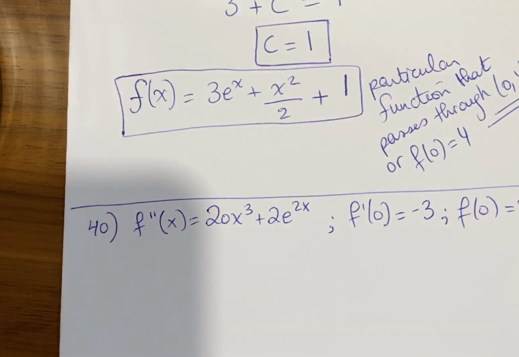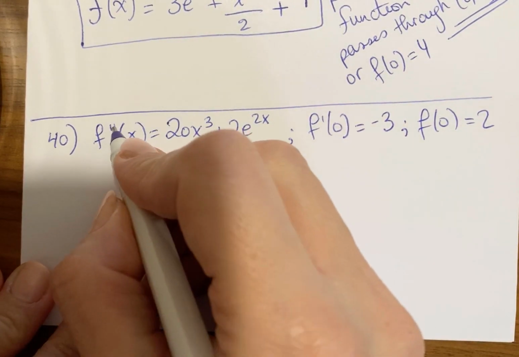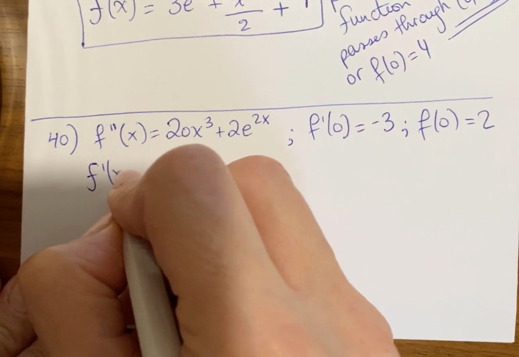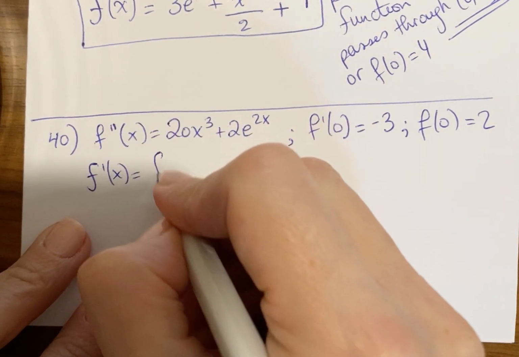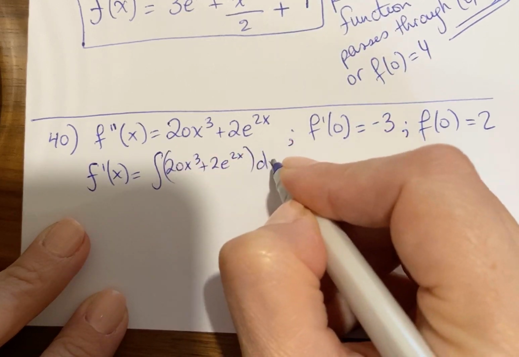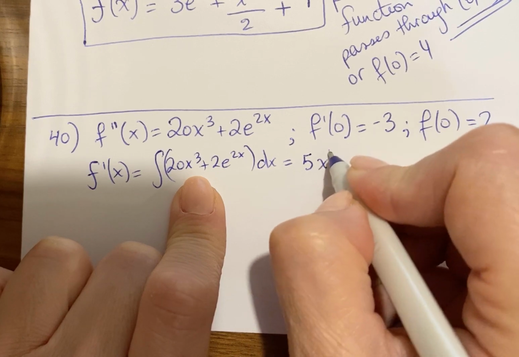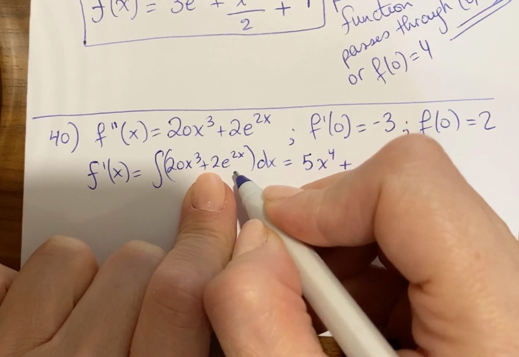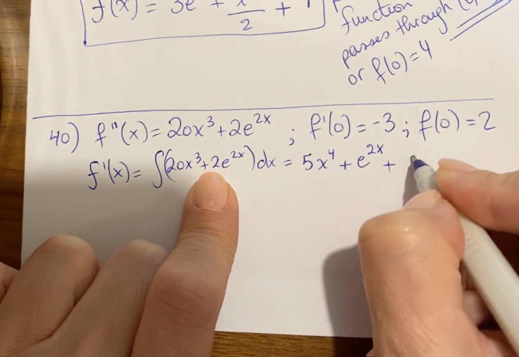So we start with the second derivative, and what do they want us to find? They still want us to find f of x. To find f of x from the second derivative, we have to first move to the first derivative. To move from the second back to the first, we have to do an antiderivative. What will we get when we do anti-differentiation? We will get 20x^4 over 4, so 5x^4, plus 2 times 1 over 2 because it's kx, so 2 times 1 over k, so 2 times 1 over 2, which is 1, e^(kx) again, plus c.